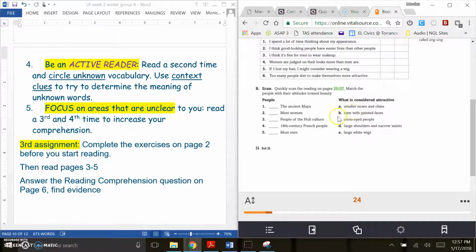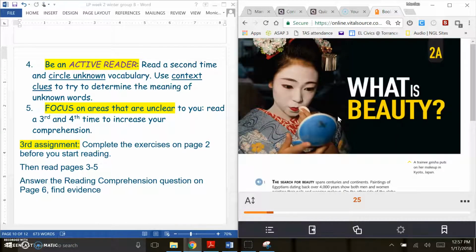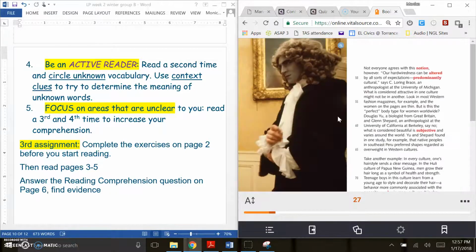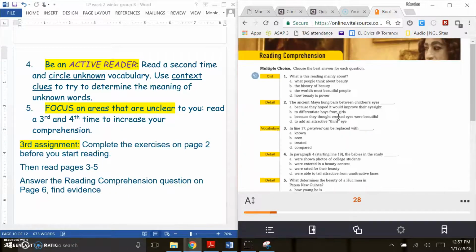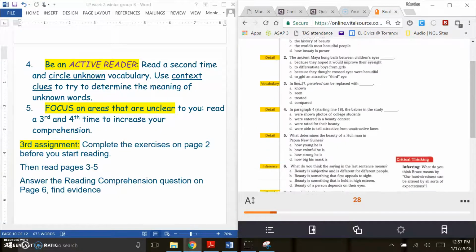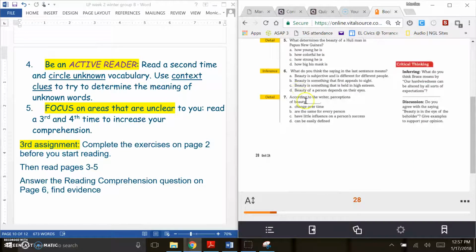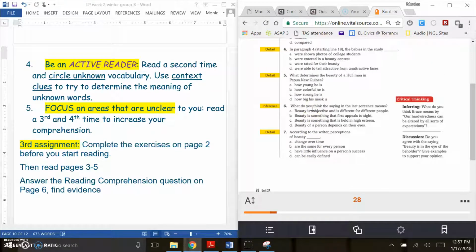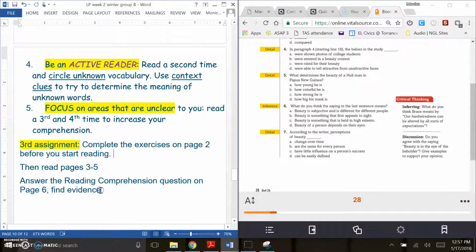And then when you have finished reading, you will answer these reading comprehension questions. There are 7. Remember, we're not using our dictionary and we're never using our translator. Okay? Here, you have to find evidence. Okay? Find evidence. What do I mean?